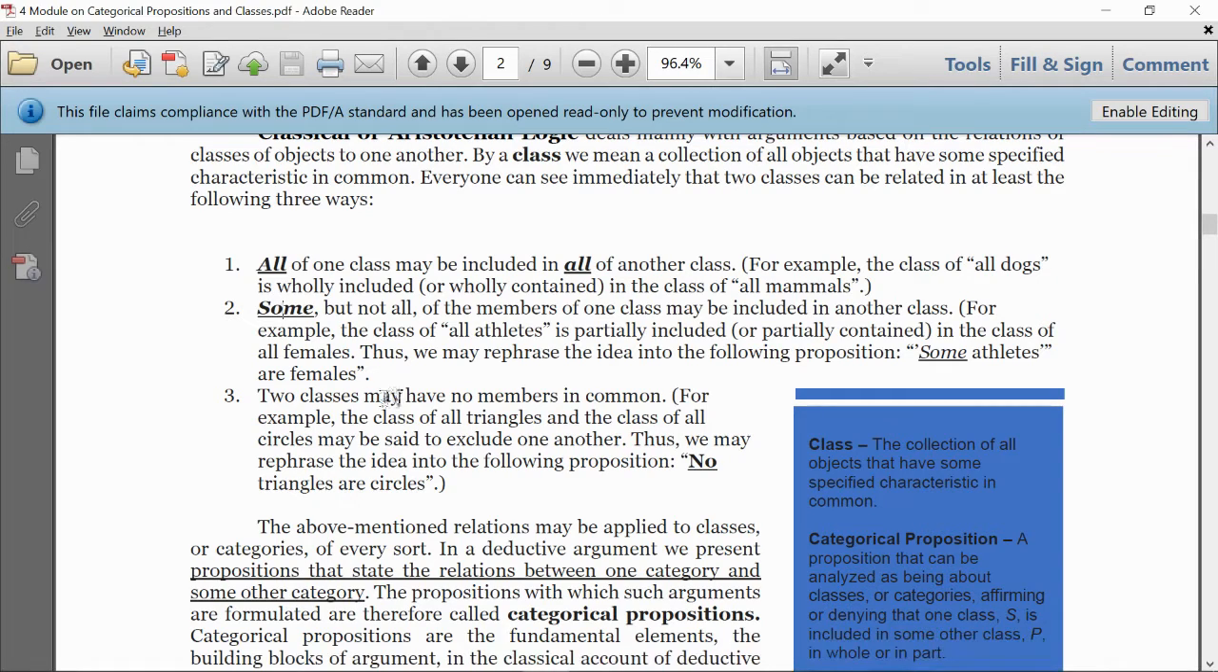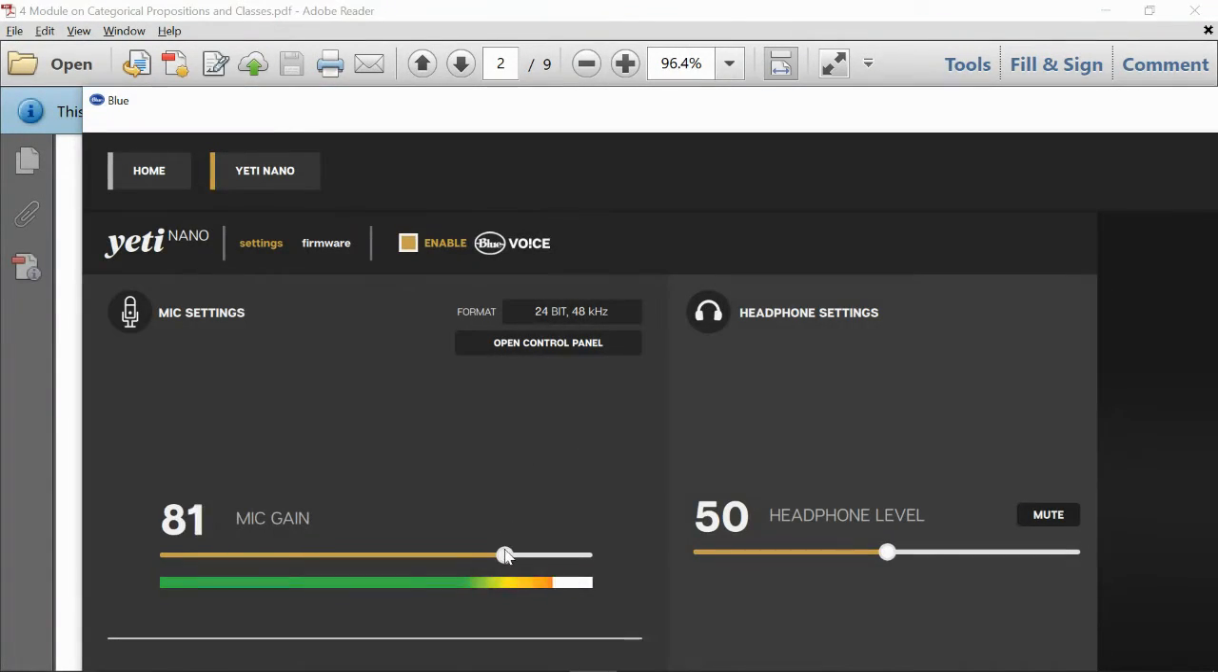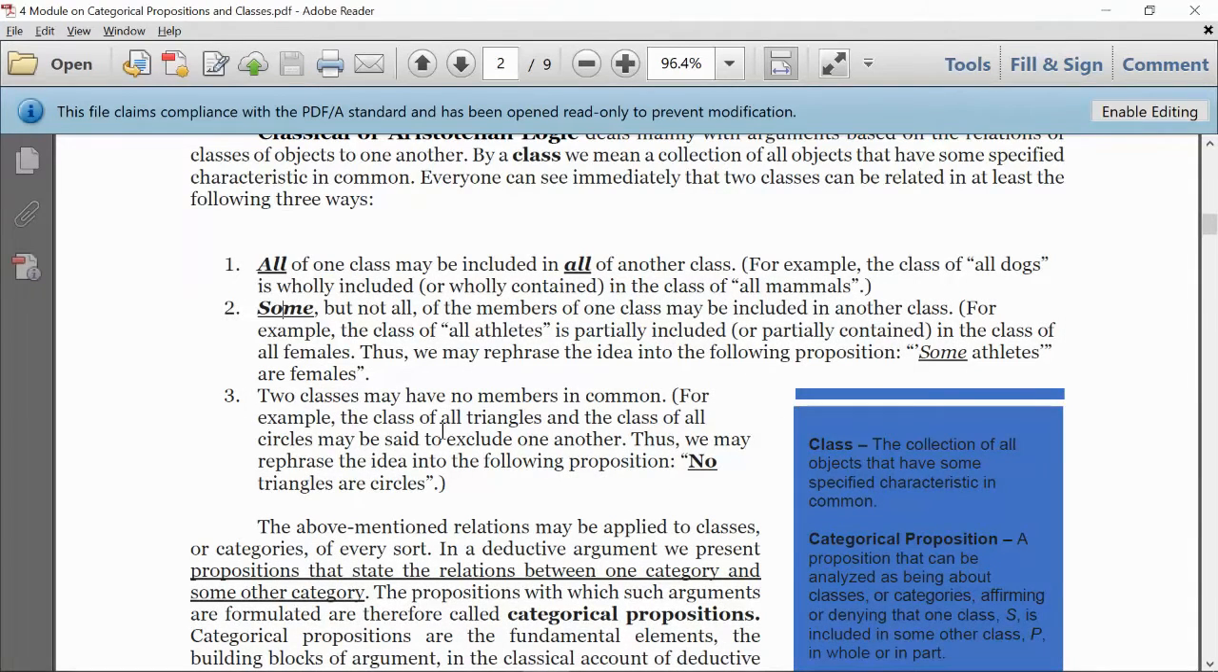Next, we have two classes that may have no members in common. For example, the class of all triangles and the class of all circles may be said to exclude one another. Having a particular size or shape would mean that it is no different. It's not the same. Rather, it's not the same with that of another form or another shape. Thus, we may rephrase the idea into the following proposition: no triangles are circles.